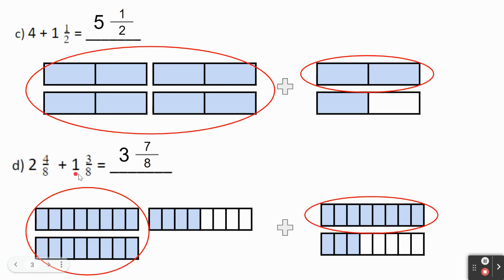2 wholes plus 1 whole gets us 3 wholes. 4 parts shaded out of 8 plus 3 parts shaded out of 8 gets us 7 parts shaded, and 8 stays the same because 8 represents the number of parts in each whole.